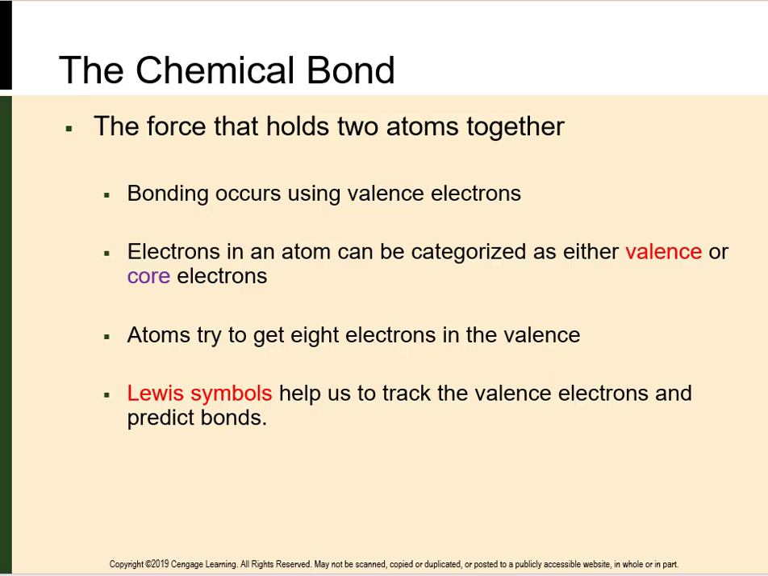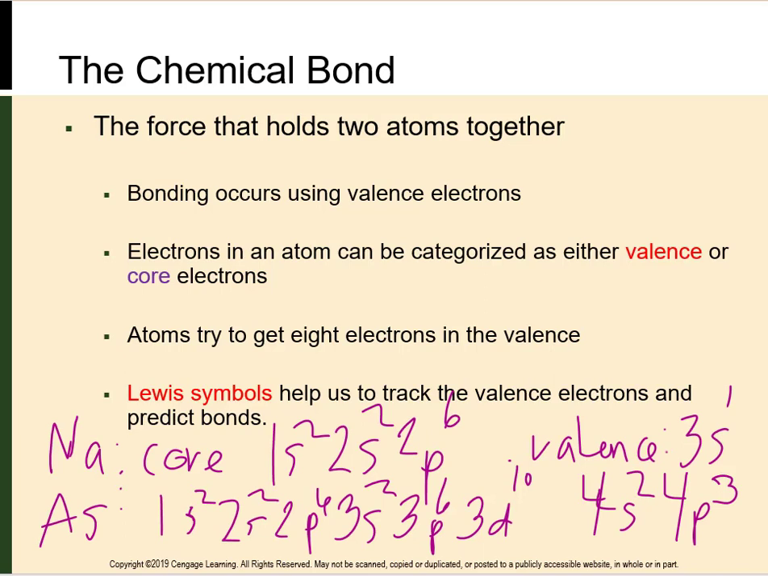The electrons in an atom may be categorized as either valence electrons or core electrons. Chemical reactions result in the loss, gain, or rearrangement of valence electrons, those outermost electrons. The core electrons are not involved in bonding or in any kind of chemical reactions. So the core are all of the inner electrons. Valence electrons are the outermost s and p electrons, so that highest energy level, s and p. All electrons in the inner shells are the core electrons.